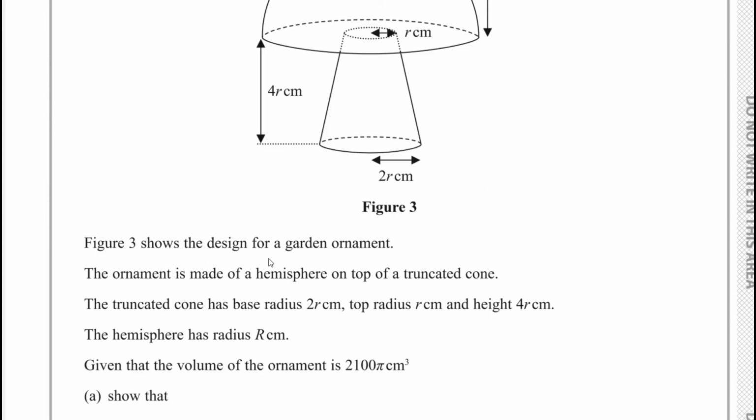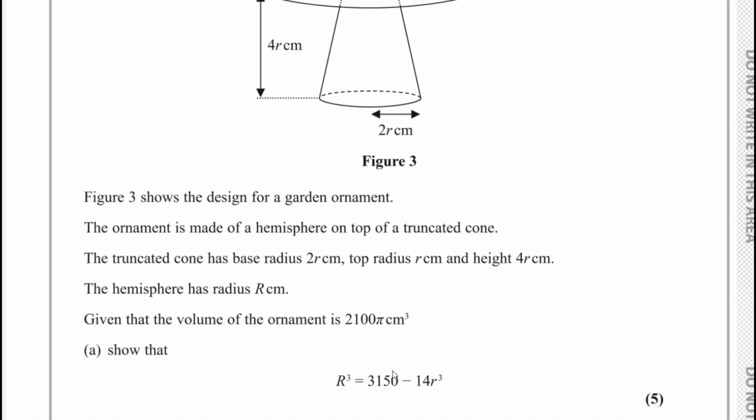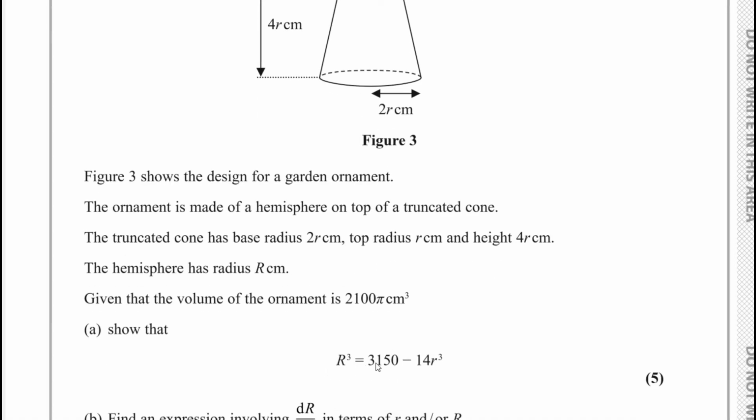Figure 3 shows the design for a garden ornament. The ornament is made of a hemisphere on top of a truncated cone. The truncated cone has a base radius 2r centimeters, top radius r centimeters, and height 4r centimeters. The hemisphere has radius r centimeters. Given that the volume of the ornament is 2100 pi centimeters cubed, for part A we have to show that r cubed is equal to 3150, subtract 14 r cubed.